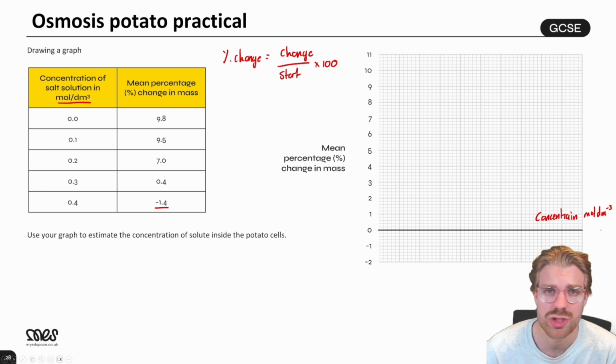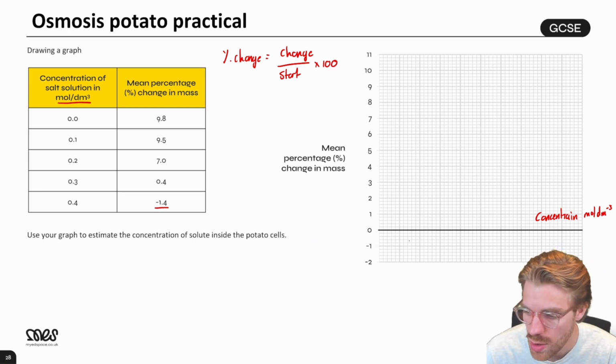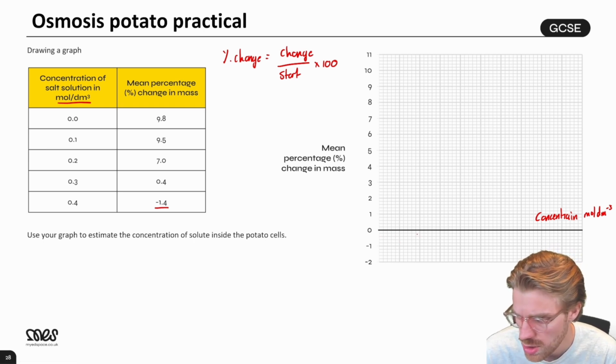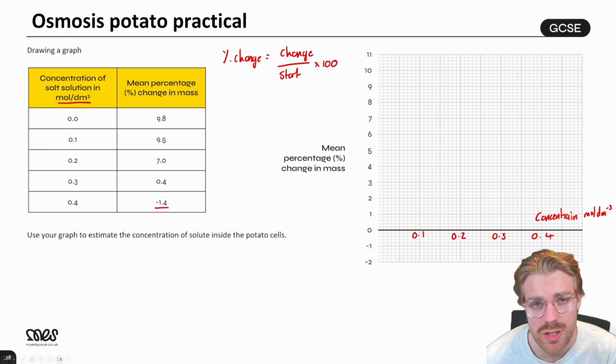Now, your suitable scale should cover at least half of the grid, as well as being sensible. So no 3s, no 6s, no 7s, 8s, or 9s either. So in this instance, we could go up in 0.1. But if I only go up in 0.1 using the smaller squares, I won't occupy half the grid. So I'm going to use two large squares to go to 0.1, and then 0.2, 0.3, and then 0.4. And then I'm going to plot my data.